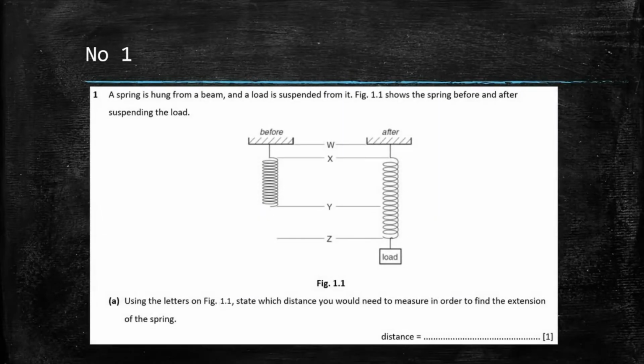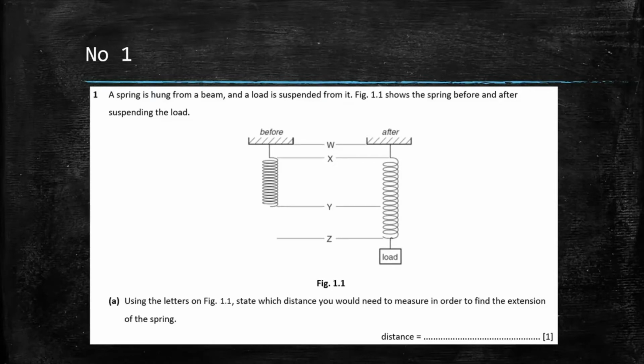A spring is hung from a beam and a load is suspended from it. Figure 1.1 shows the spring before and after suspending the load. 1a, using the letters on figure 1.1, state which distance you would need to measure in order to find the extension of the spring.